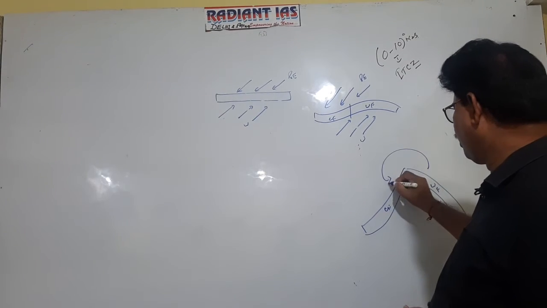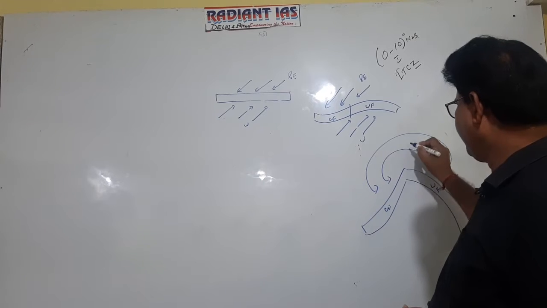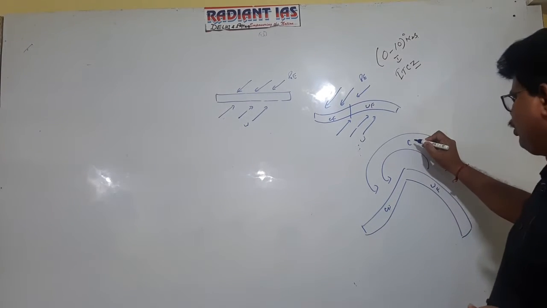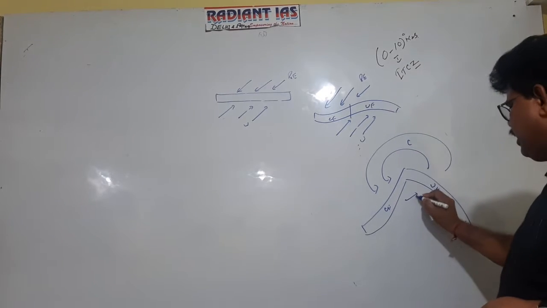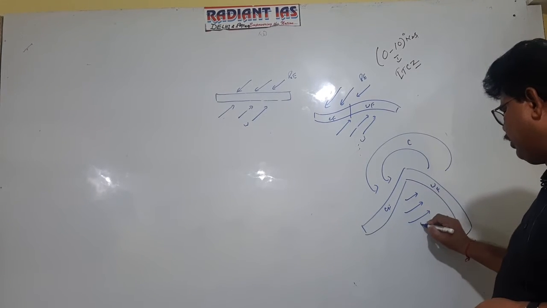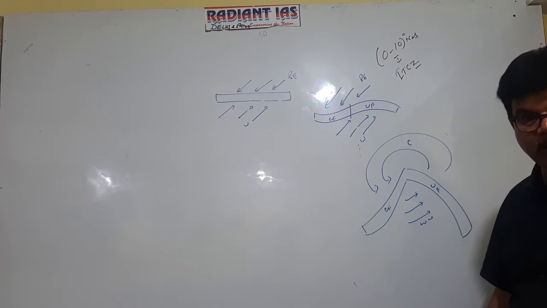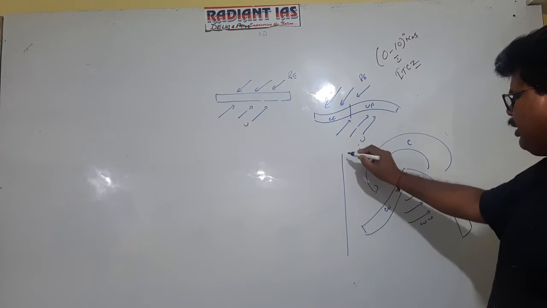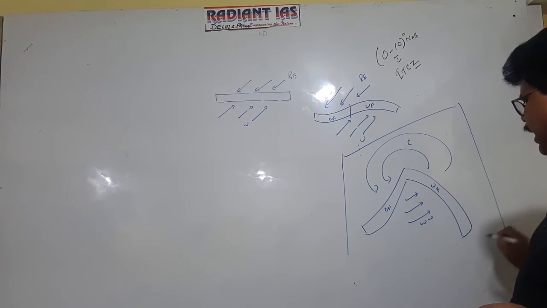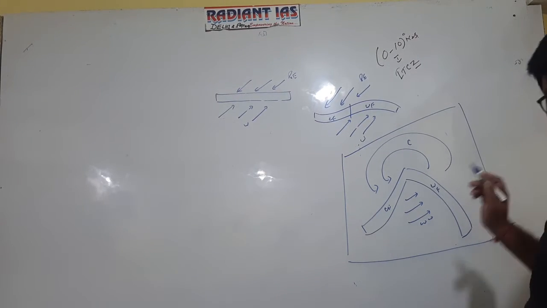This area is dominated by cold air mass, that is the cold polar easterly wind, and in this area there is a westerly wind. Getting well? Actually, this figure represents a fully developed temperate cyclone. Getting well now?